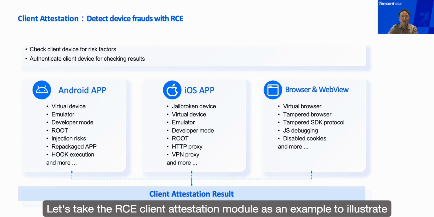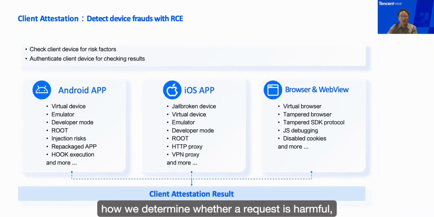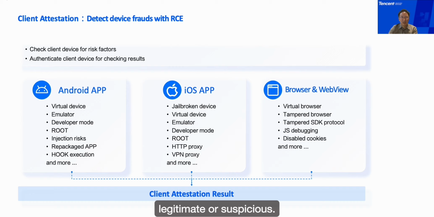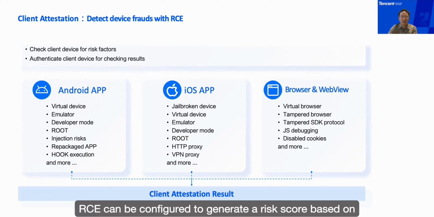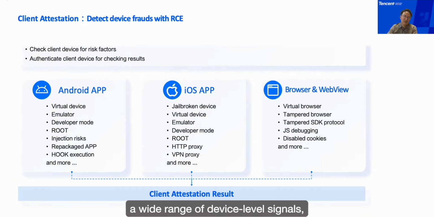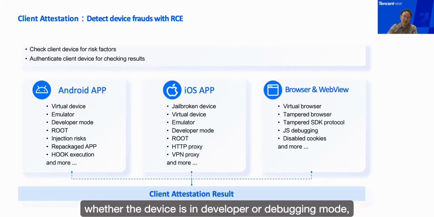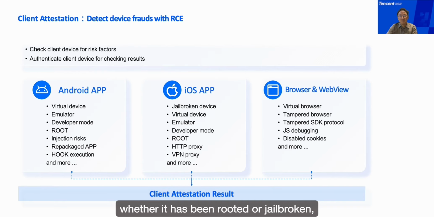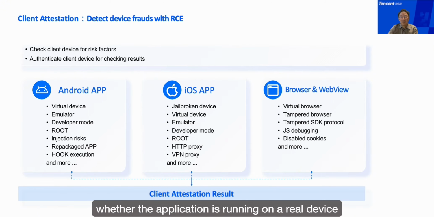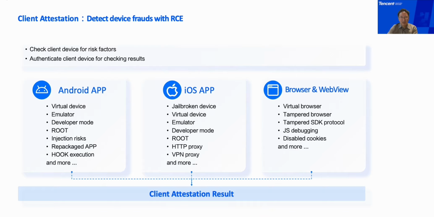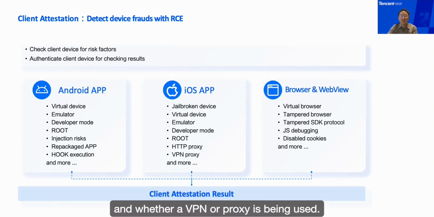Let's take the RCE client attestation module as an example to illustrate how we determine whether a request is harmful, legitimate, or suspicious. RCE can be configured to generate a risk score based on a wide range of device-level signals, such as whether the device is in developer or debugging mode, whether it has been rooted or jailbroken, whether the application is running on a real device or an emulator, and whether a VPN or proxy is being used.